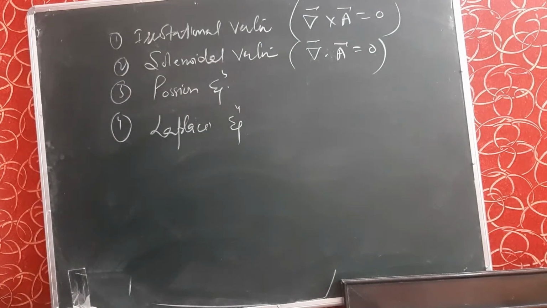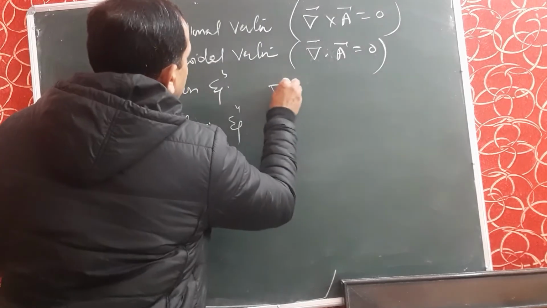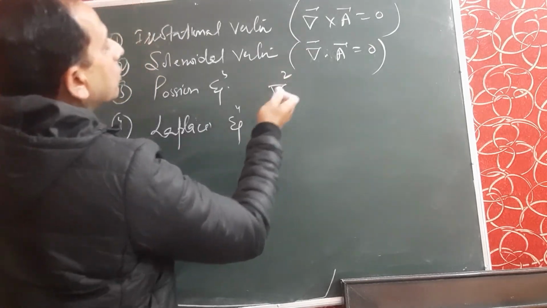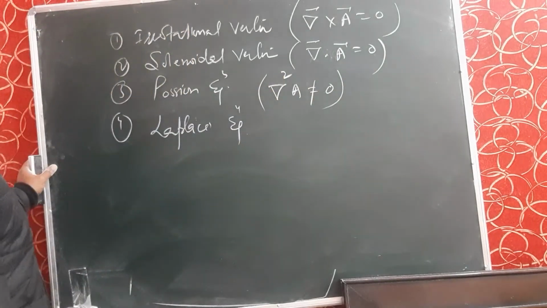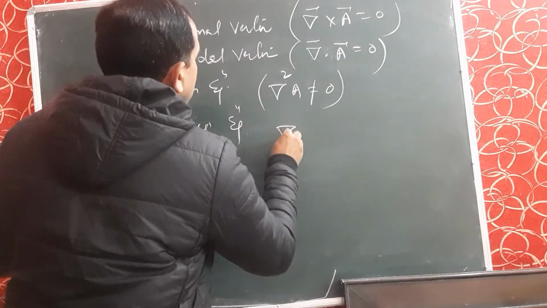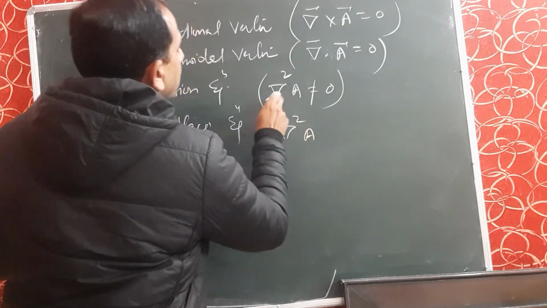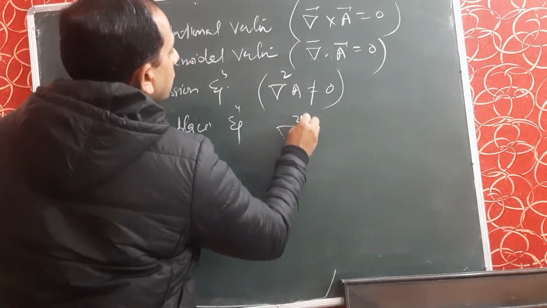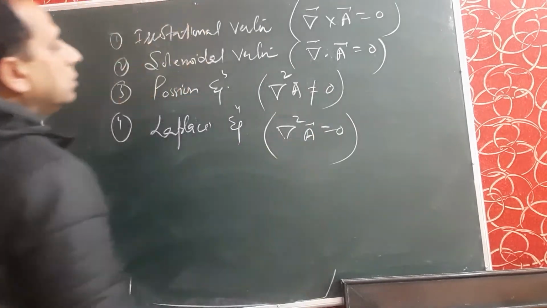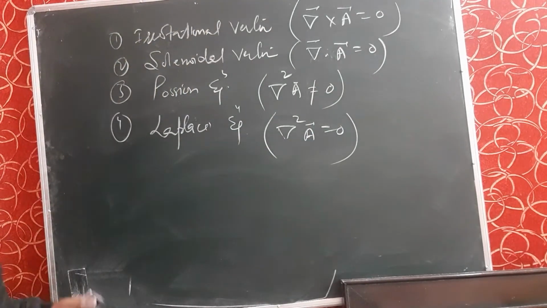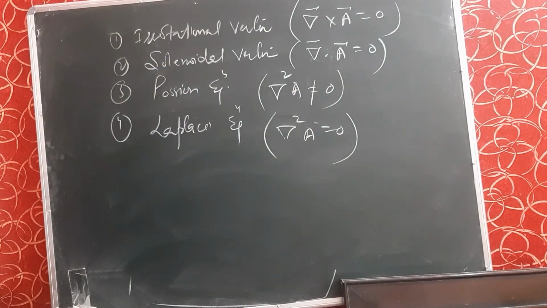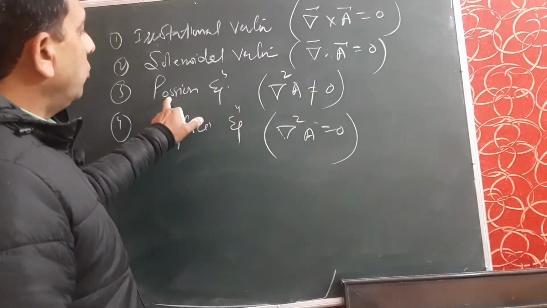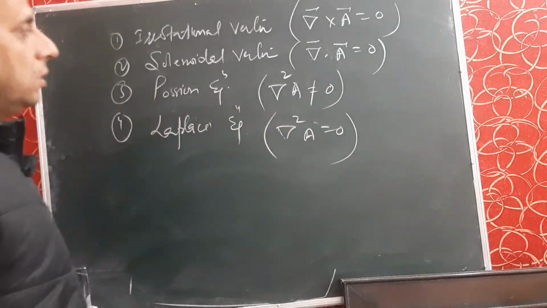Okay. And the third one is the Poisson equation. Del dot del, that is del square, of any vector is not equal to 0. This is called the Poisson equation. And if the second derivative, del square A, is equal to 0, then it is the Laplace equation. So these two equations are connected to the second order differential derivative. So del square A not equal to 0 is the Poisson equation. Del square A equal to 0 is the Laplace equation.